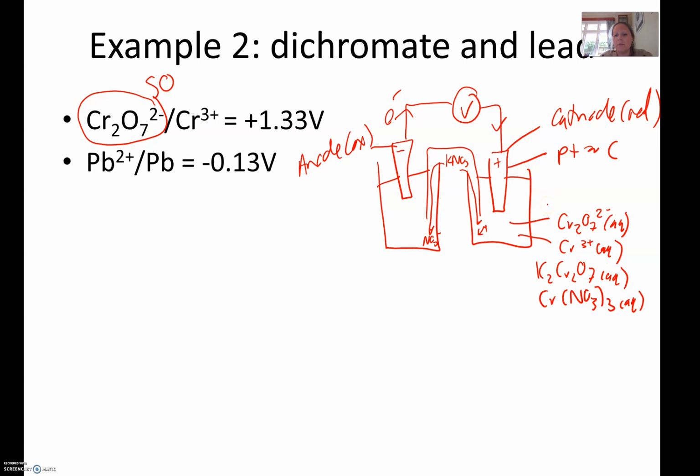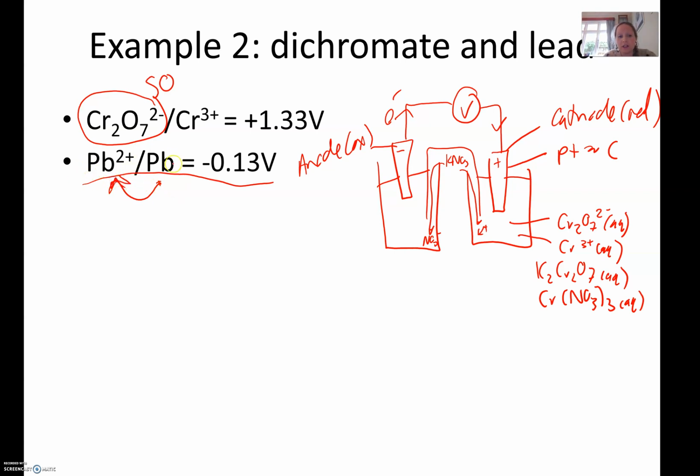I've drawn my diagram a bit small there, but you could do arrows coming out like that in your internal if you needed to. Okay, so that's the electrolyte. So over this side, we've got lead and lead 2+. Now, because this couple's got a lower reduction potential, that means it's going to be oxidized.